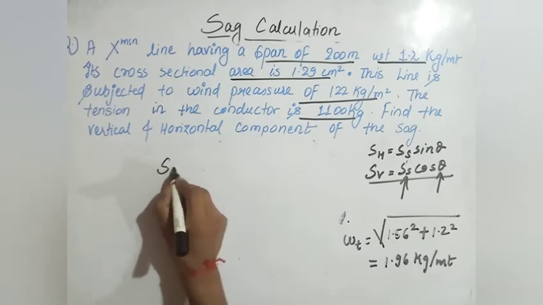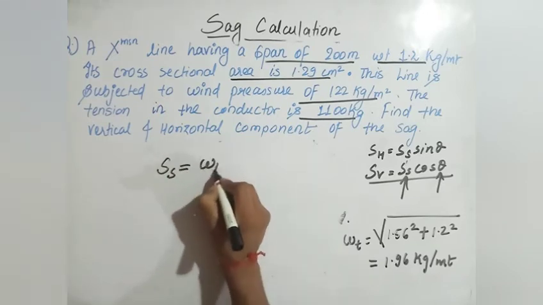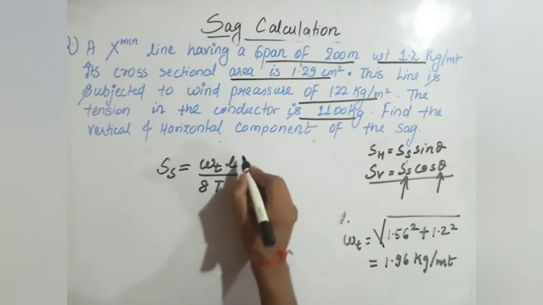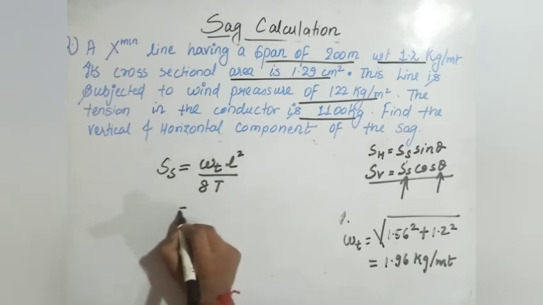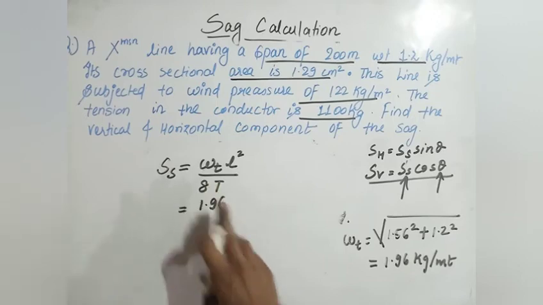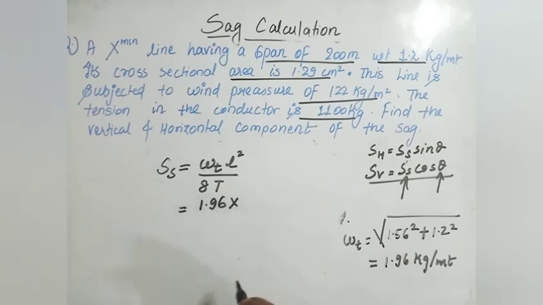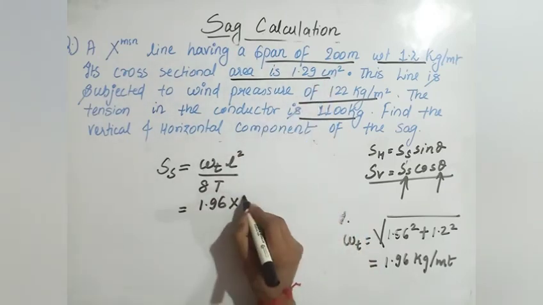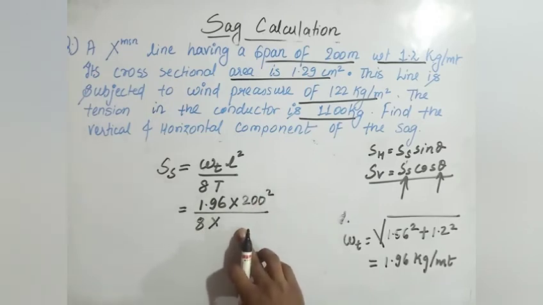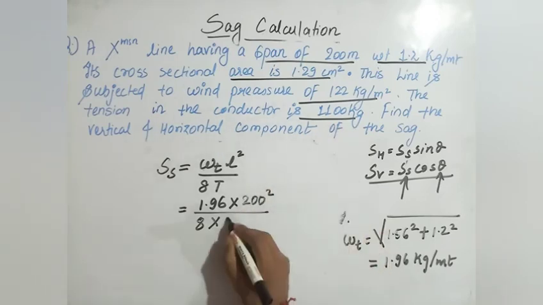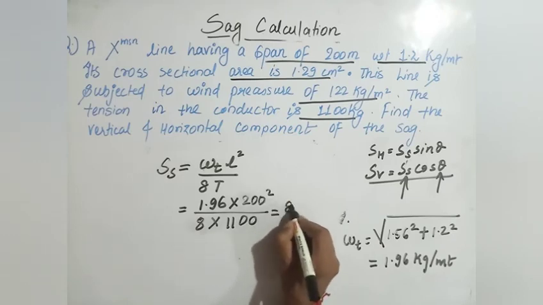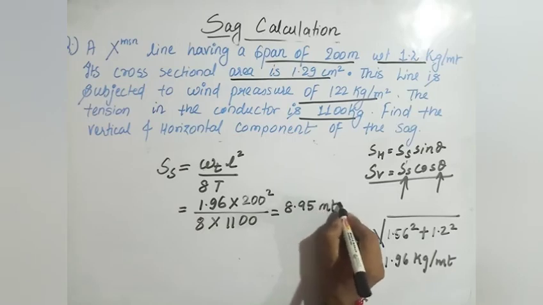Now slant sag is equal to equivalent weight into L square divided by 8T. So weight we have calculated 1.96, into length of span, that is 200 meter, 200 square, divided by 8 into tension, which is 1100 kg. This will give you 8.9 meter.